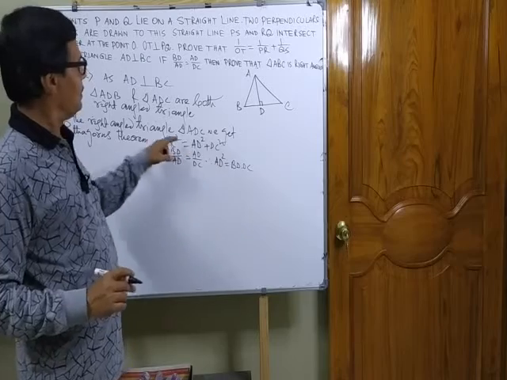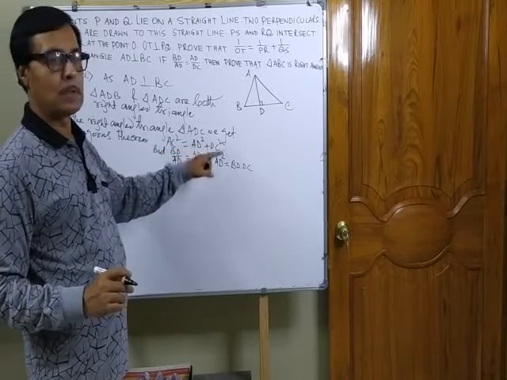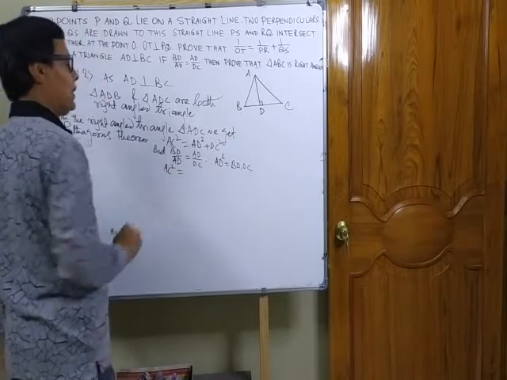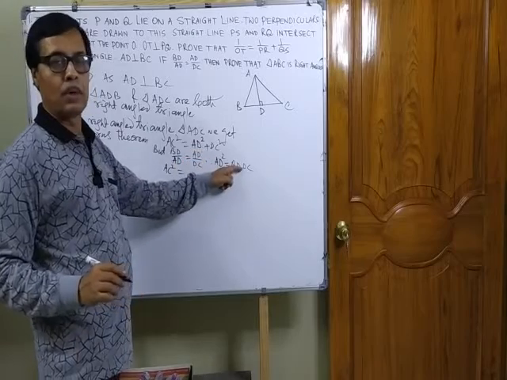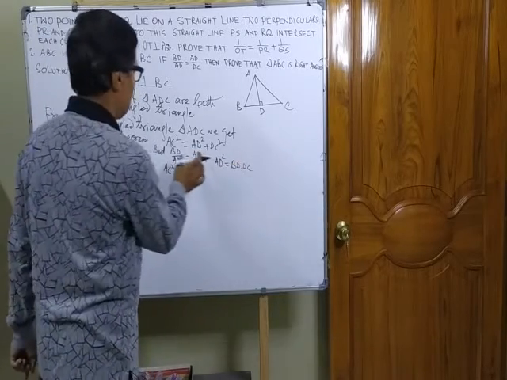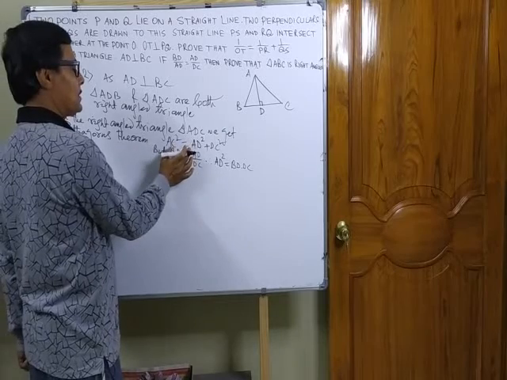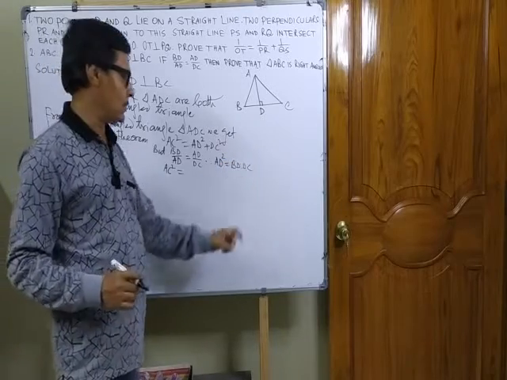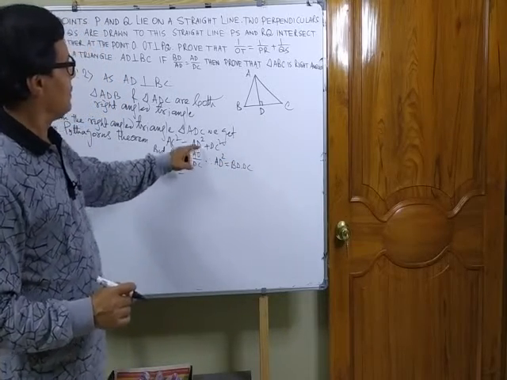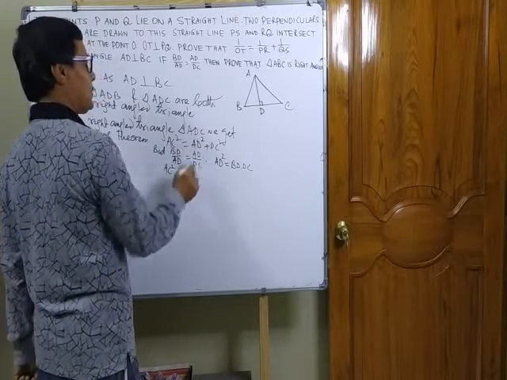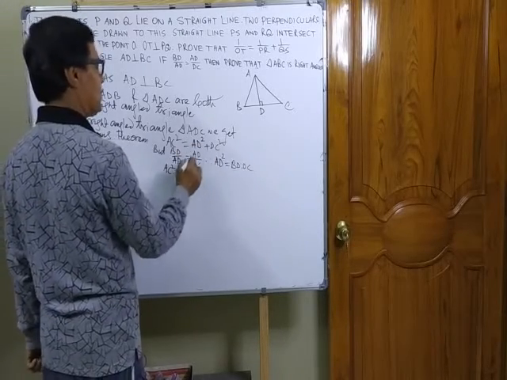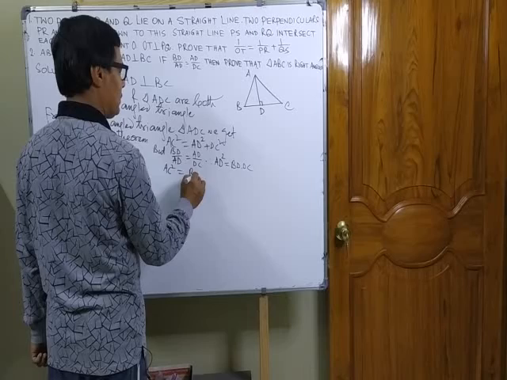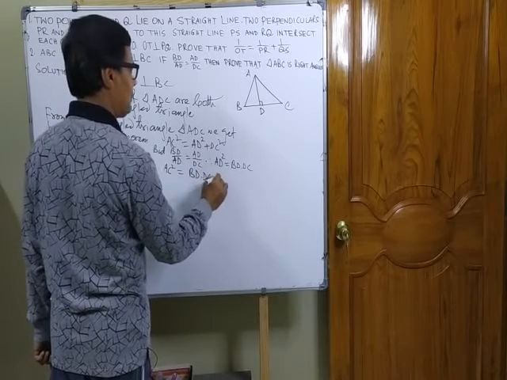We can put this relation in the relation AC square equal to AD square plus DC square. So AC square equal to AD square, and AD square is BD multiplied by DC. So we can write BD multiplied by DC instead of AD square, that is, BD multiplied by DC plus DC square.